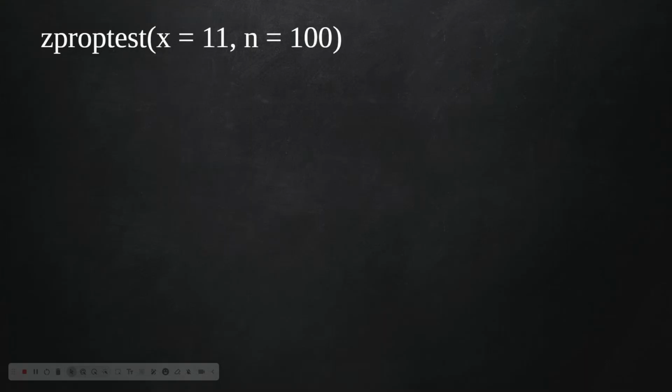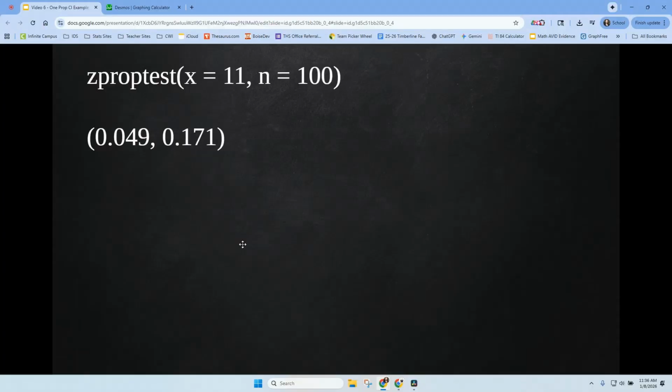Next, we're going to run the calculations. So if we go to Desmos, and I'll show you this here in a second, we can run a Z-prop test with X 11 successes and N, the sample size, being 100, and it'll give us a confidence interval of 0.049 to 0.171. Let's jump over to Desmos and see how I did that.